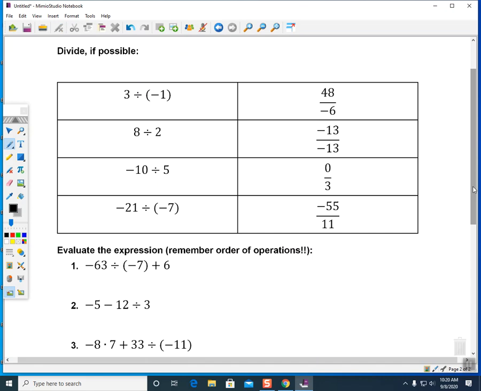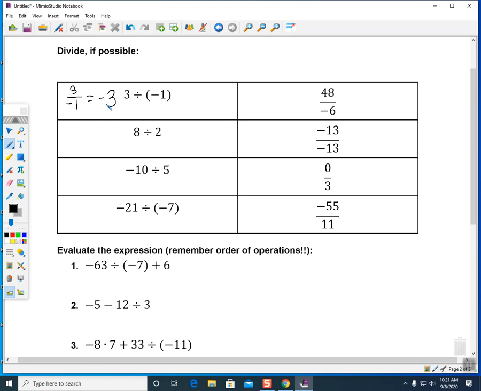I would like you to try to think about these without using your calculator. So I've got 3 divided by negative 1. Well, I know they have different signs. My answer is going to be negative. This is going to give me a negative 3. And I can even think about it like this. Division is just fractions, right? So I've got 3 divided by a negative 1. I know that that's going to give me a negative 3, right?